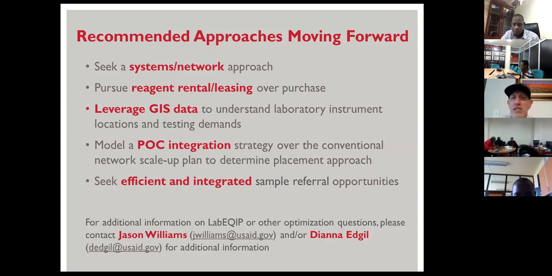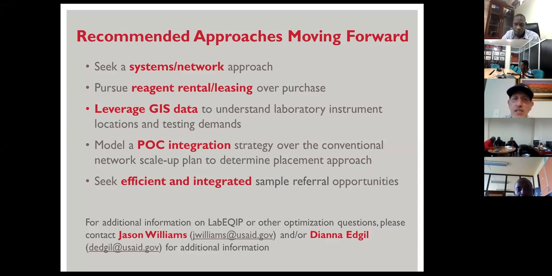So this is something that's very critical to look at, and lab optimization is one way to look at this in a very evidence-based manner, and it adds an additional layer of confidence when having discussions with manufacturers and vendors as part of negotiating a reagent rental deal for a country.